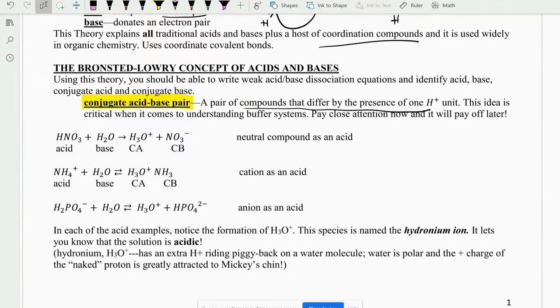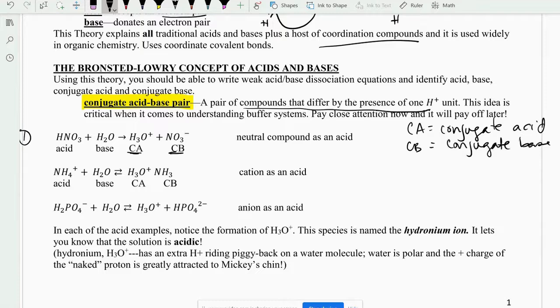Okay, and so look at this first reaction here. We have nitric acid and we're throwing that in with some water. Now take a look at what happens after the reaction occurs. By the way, you'll see that below these substances, I have Ca and Cb. Ca just simply means conjugate acid, and you could probably guess what Cb means. That's right, it means conjugate base. And so jot those down if you need to. So what's going on here?